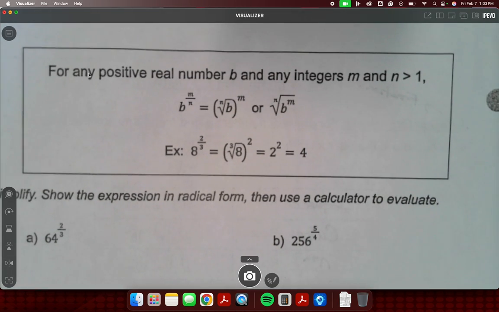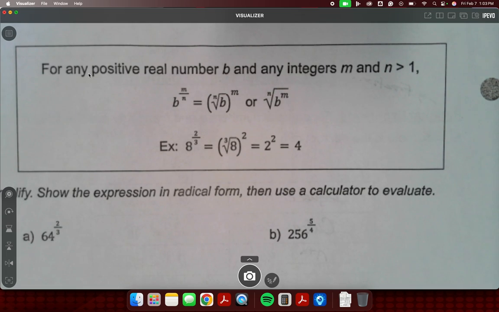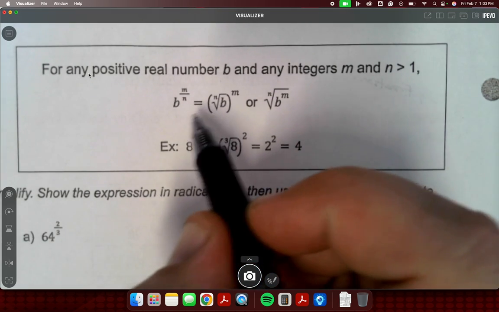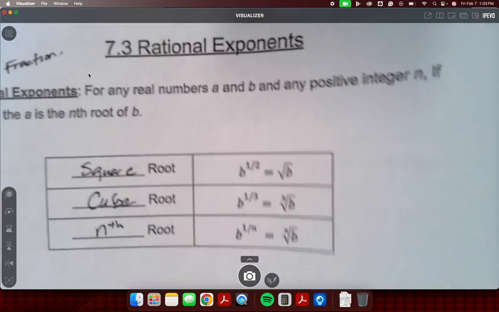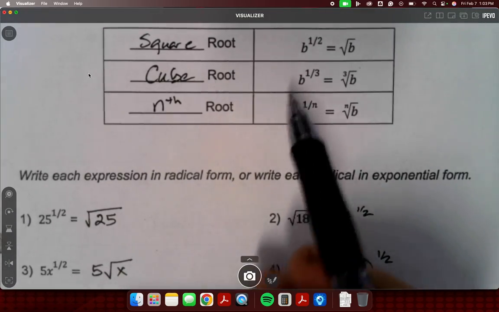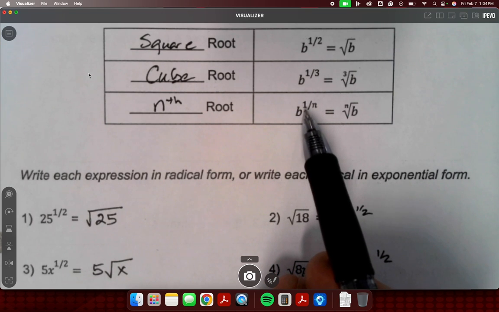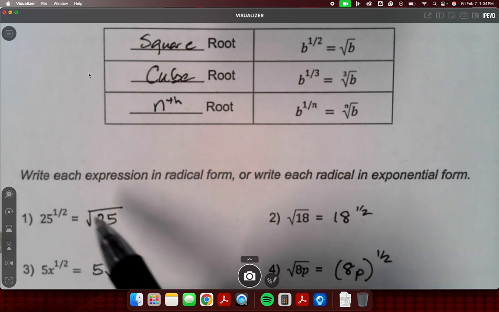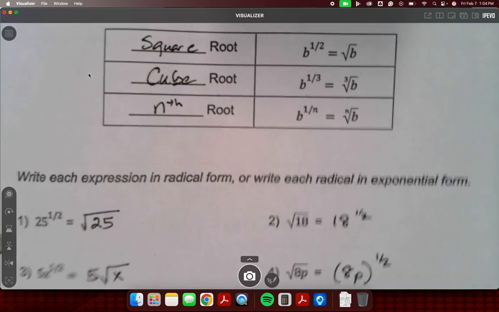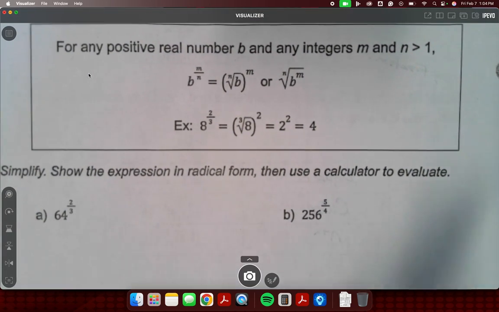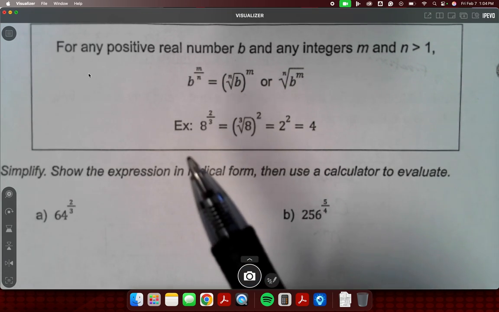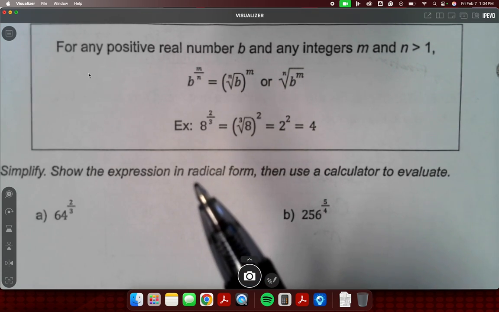Okay. For any positive real number b and any integers m and n that are greater than 1, we can also do a fractional exponent or rational exponent where 1 is not the numerator. Because if you look back, everything we did on the front when we had a fraction, we had a 1 on top every time. Now we had different denominators, 2, 3, 4, 5, but we always had a 1 on top. So this side is just showing us how we can actually have numbers on both the top and the bottom, numbers other than 1, I should say.